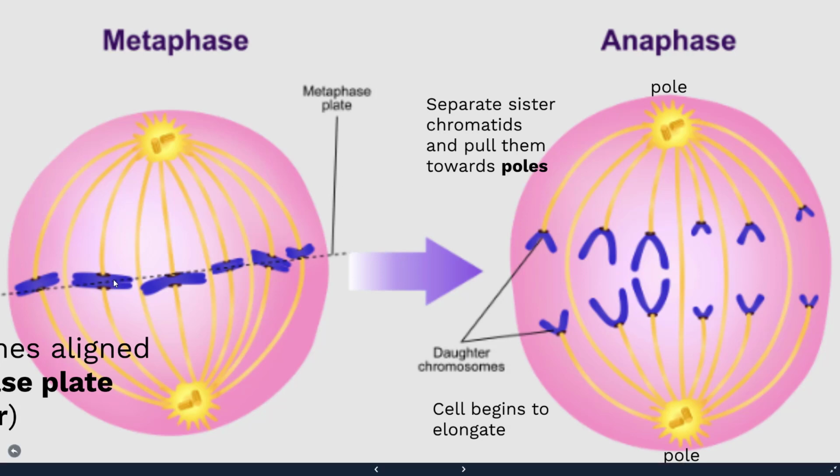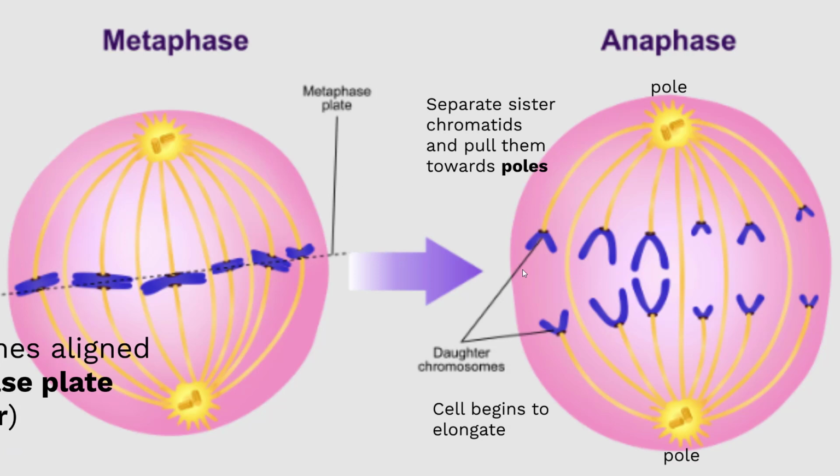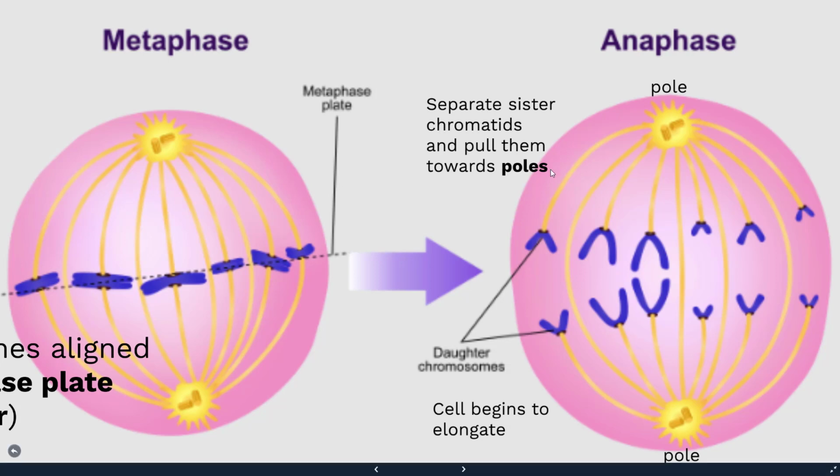So in this picture, I see 1, 2, 3, 4, 5, 6 chromosomes and 12 chromatids. But in anaphase, I see 1, 2, 3, 4, 5, 6, 7, 8, 9, 10, 11, 12. We now have 12 chromosomes, and we still have 12 chromatids, but the number just jumped up from 6 to 12 chromosomes. Another thing that happens in anaphase is the cell elongates. It starts stretching out.